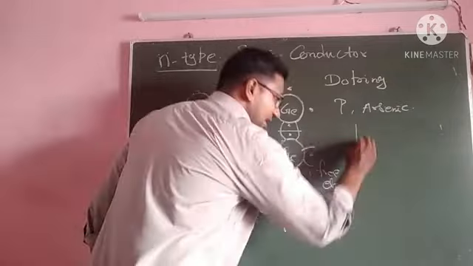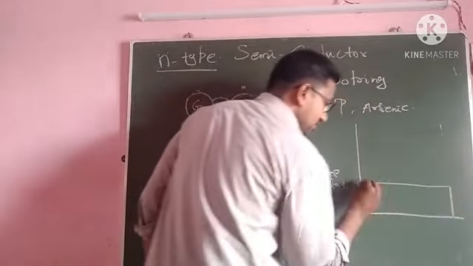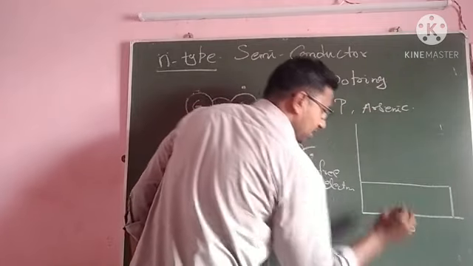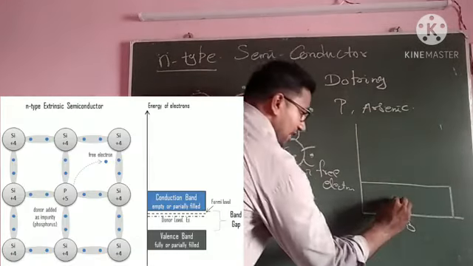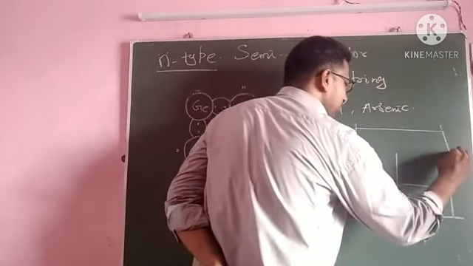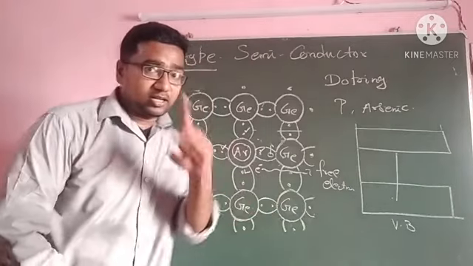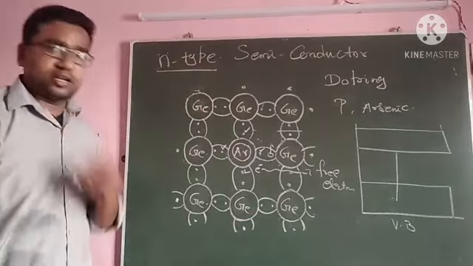So I am going to draw the energy level diagram. Here this is the valence band structure, energy. The electrons will move from the valence band to the conduction band, so it will be transferred easily. Here the one electron is extra.